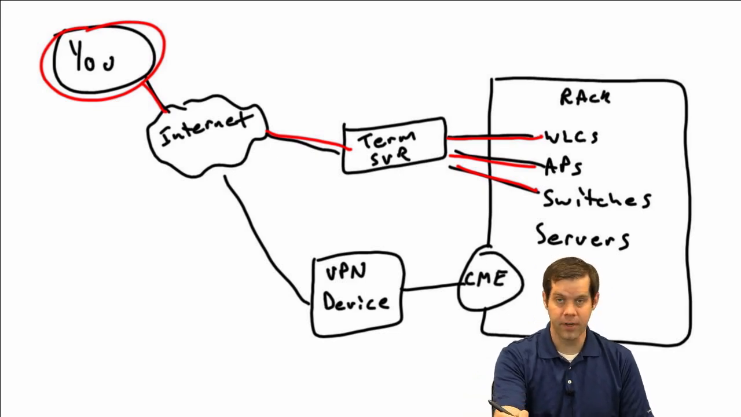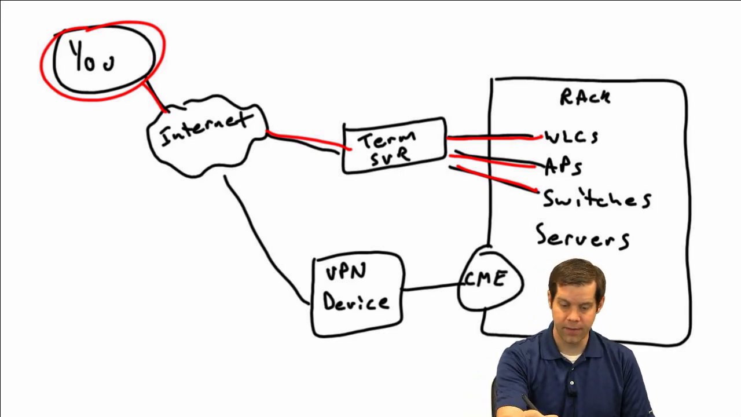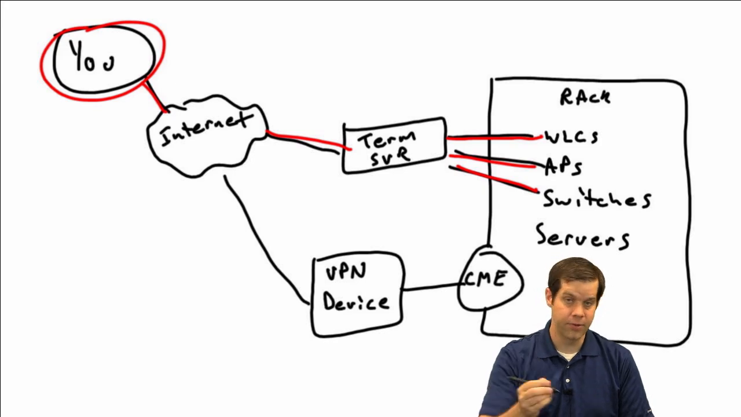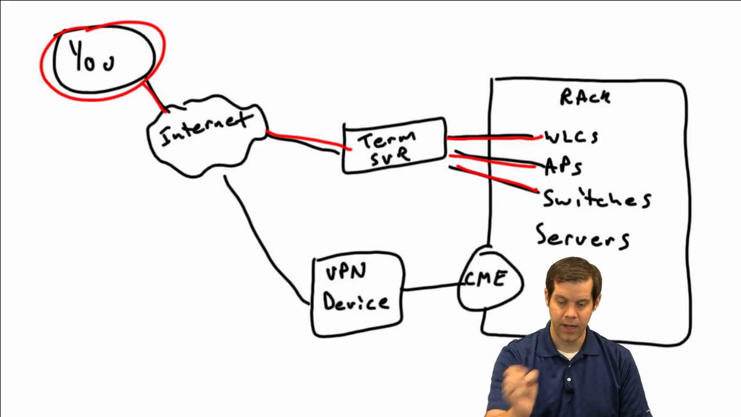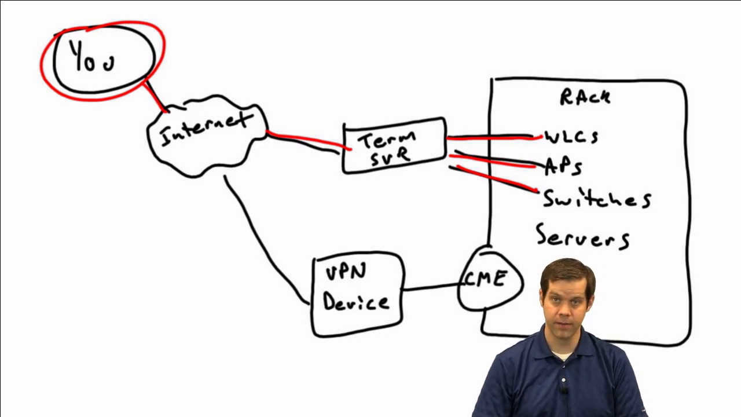So the term server has a physical connection to each one of these console ports, and then it has an Ethernet connection. And so what happens is you telnet to the term server, and then the term server allows the telnet session to pass through it and then drop you off on one of the console sessions. So it's a way for you to get remote console access.